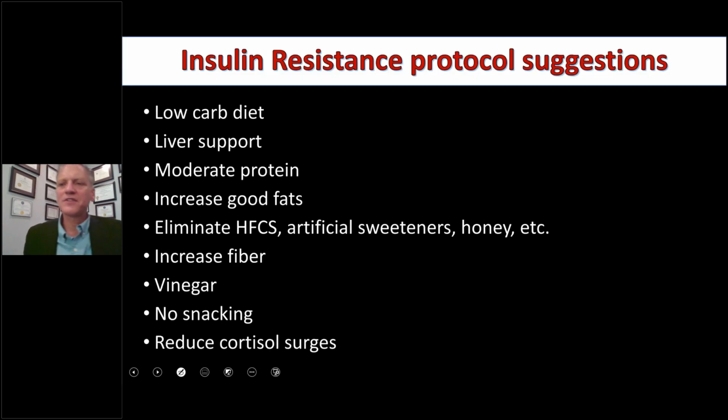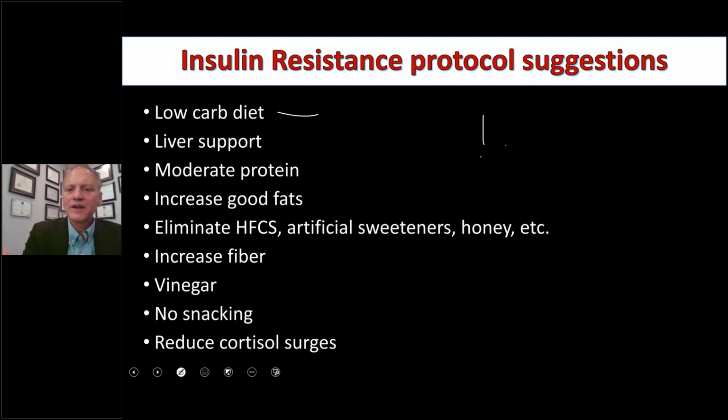So what did we do with this patient? Really a lot of things that I'm going to suggest you do with insulin resistance. Number 1, low carb diet. You must have a low carb diet in order to combat insulin resistance. Because here's what happens. If you're eating carbs and you have insulin resistance, you are just feeding the fire.